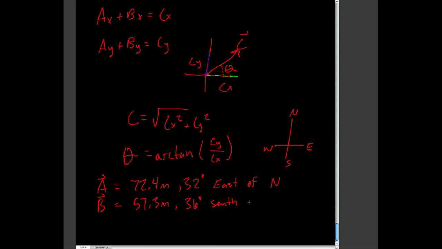And let's do one more vector. It is 17.8 meters directly south. I want you to find the resultant vector of A plus B plus C. And bring that to class with you tomorrow.